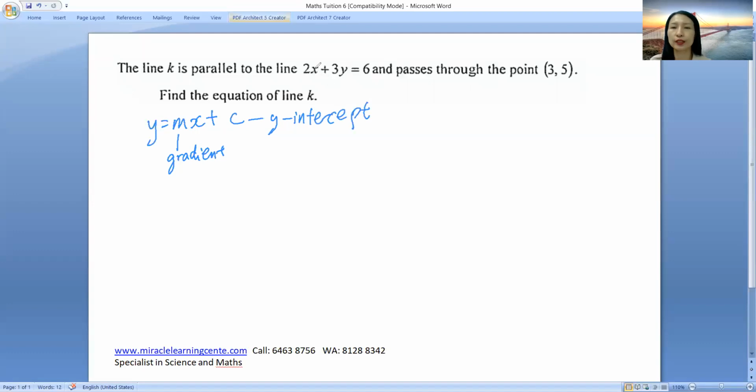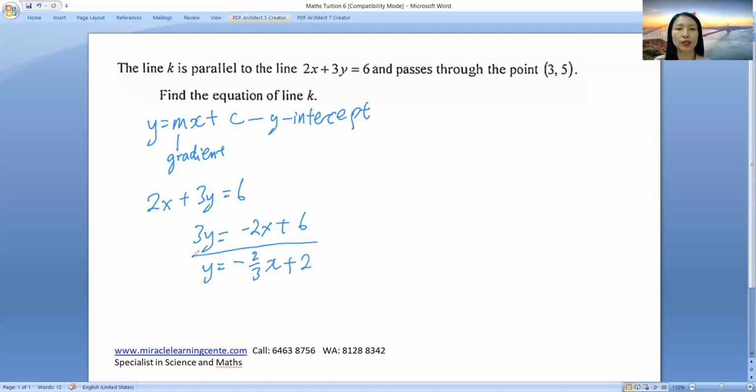Okay, so we're going to arrange this such that it looks like y equals mx plus c. So 2x plus 3y equals 6. So 3y equals minus 2x plus 6. So I'm going to bring this 3 over. So it'll be y equals minus 2/3 x plus 2. Okay, can you see? This one looks like this equation over here. So the m is actually minus 2/3 and c is actually 2.